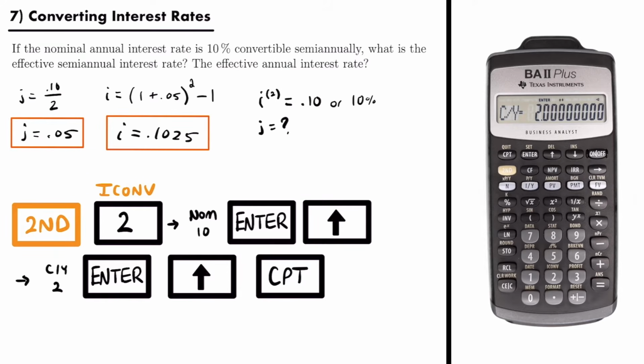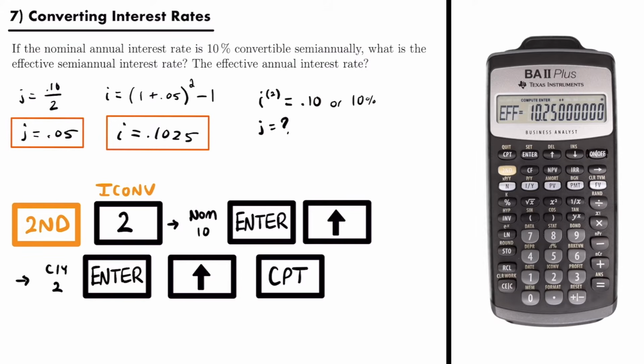All right. And then we'll hit the up arrow again. And now we're at EFF, or the effective annual rate. And so if we hit the compute button here, it will compute that annual effective rate. You can see that we have 10.25, which is 10.25%, which is the same as this interest rate right here of 0.1025, right? So that's how we would take this nominal rate, plug it into our calculator, and calculate the equivalent effective annual rate.